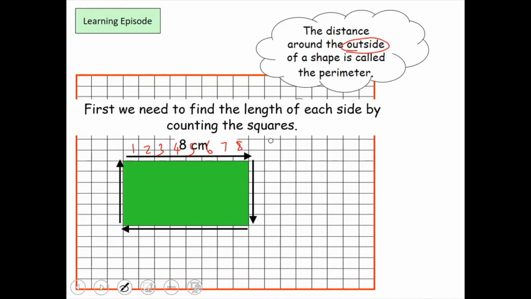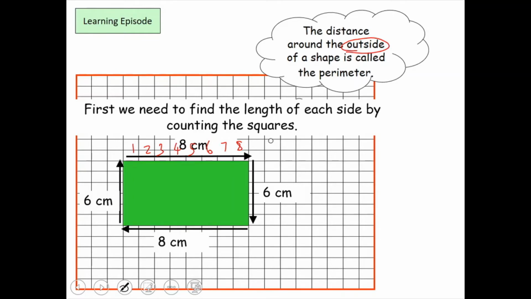So now we'll count the ones on the right hand side. We've got 1, 2, 3, 4, 5, 6. So that's going to be 6 centimeters. Now we know that this is a rectangle. So the length at the top will always be the same as the length at the bottom. But if you want, you can still count to make sure. But to save time, we already know it's going to be 8 centimeters. And now the length on the left hand side will be the exact same as the right hand side.